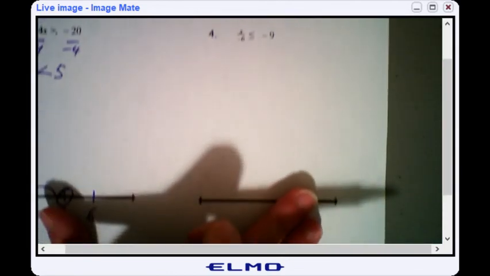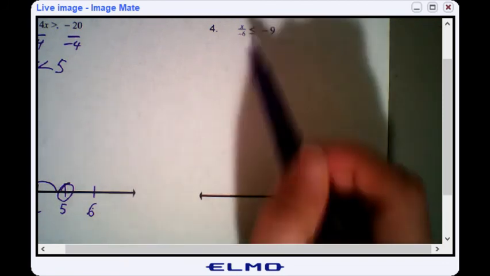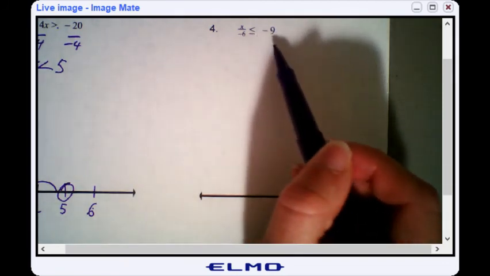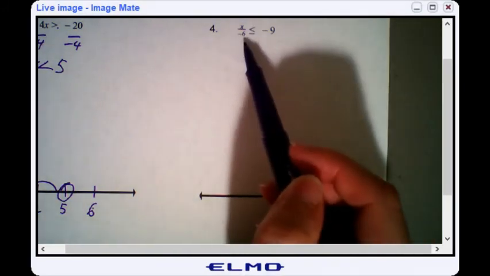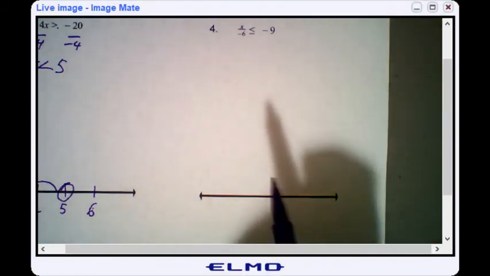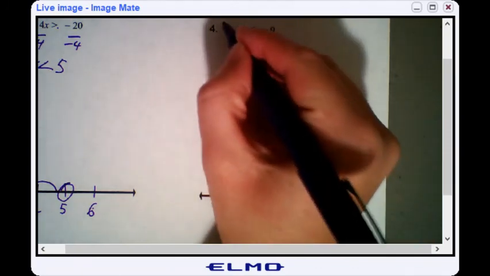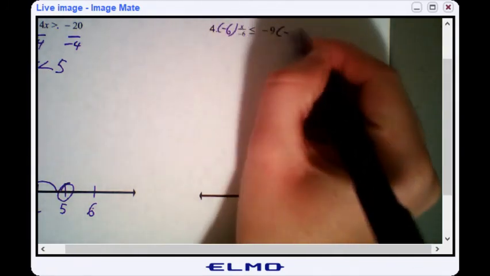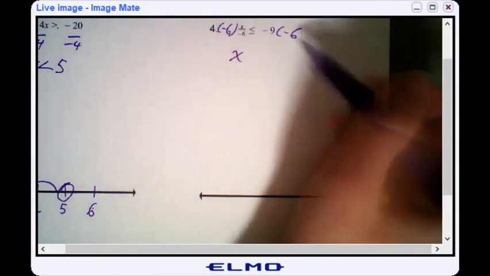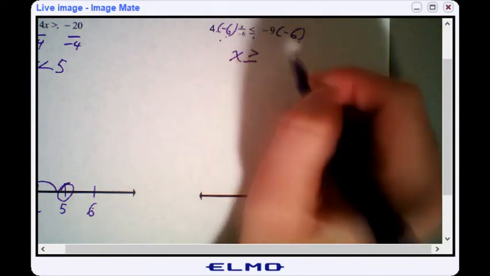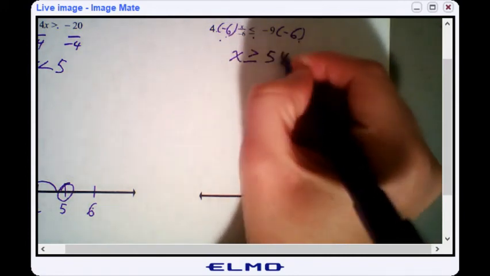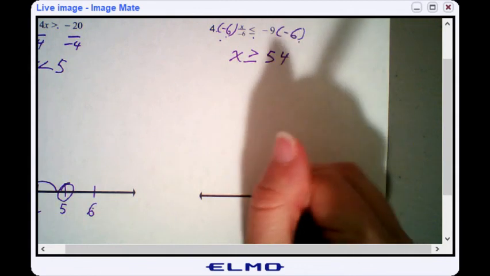When I look at 4, I've got x divided by negative 6 is less than or equal to negative 9. Since this is division, my inverse or opposite operation would be multiplication. I'm going to multiply both sides by negative 6. We have x. Because I'm multiplying both sides by negative 6, I flip my inequality symbol. It's greater than or equal to positive 54.